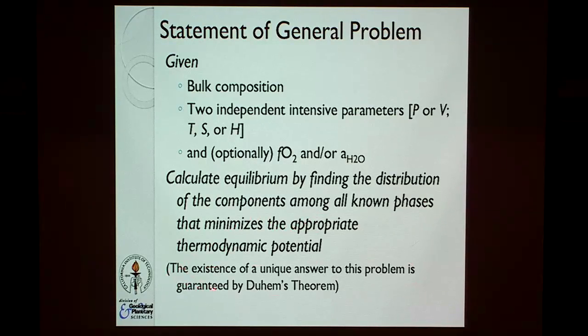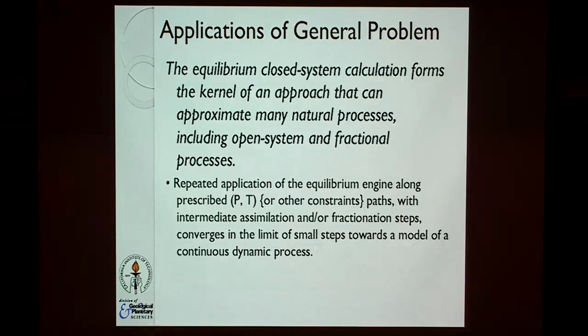There is, in principle, a unique answer to that question. Okay? For any fixed closed system, if you specify two independent parameters, there is a unique solution that minimizes the Gibbs free energy. There may also be lots of local minima, but there's one global minimum. Okay? That's the core central calculation. But that's not always what you want to know. Just if I had this bulk composition at this pressure and temperature, what would the equilibrium state be?